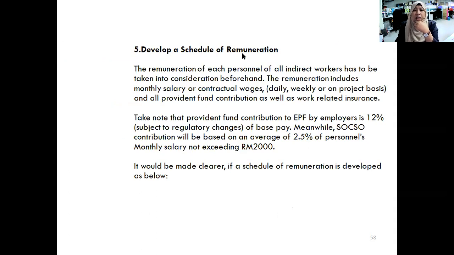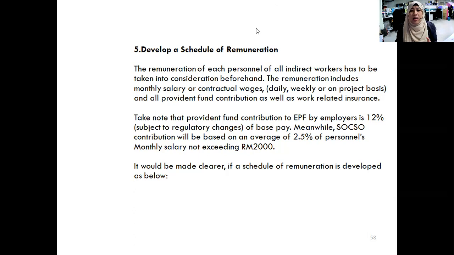If you do not know what it means, the schedule of remuneration is how the company allocates a certain budget to their personnel, how much they want to pay for the salary of their managers, and to make sure that there is a portion that has to be paid obligatorily, for example EPF, Employees Provident Fund, at 12%, and also SOCSO at 2%. So today, I will just show you all how to calculate that.